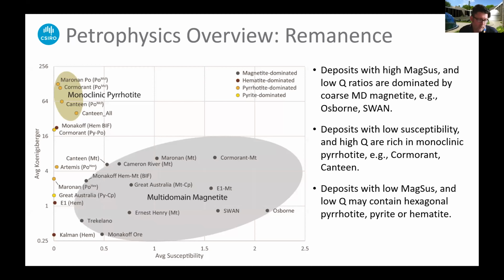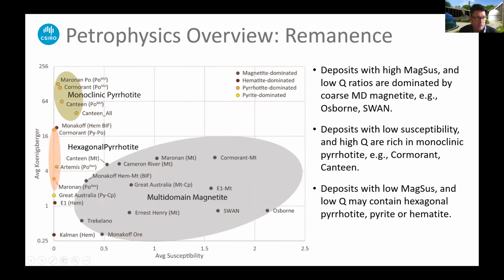Okay, I was talking about pyrrhotite a little while ago. Now, the thing about pyrrhotite, as I mentioned, is it can have very high Königsberger ratios. So you can see here, I'm plotting the Königsberger ratio, which is the ratio of the remnant magnetization to the induced magnetization. And you can see remnant magnetization is quite significant for some of these systems, so Cantine, Cormorant, and Moronium to some degree.